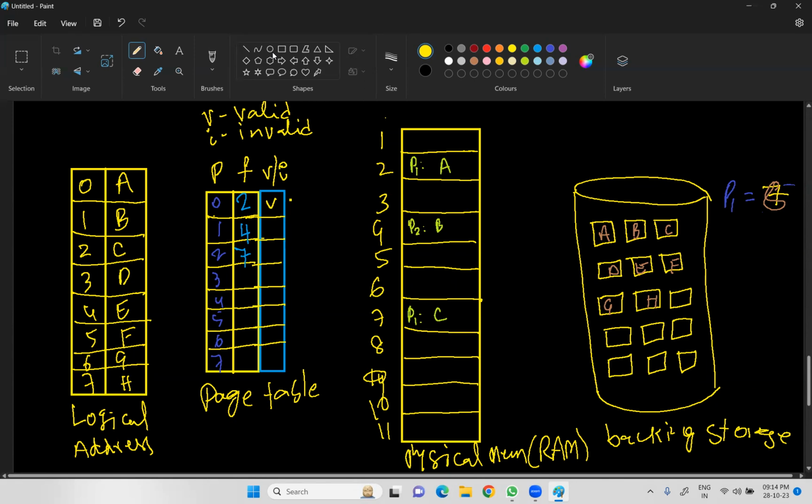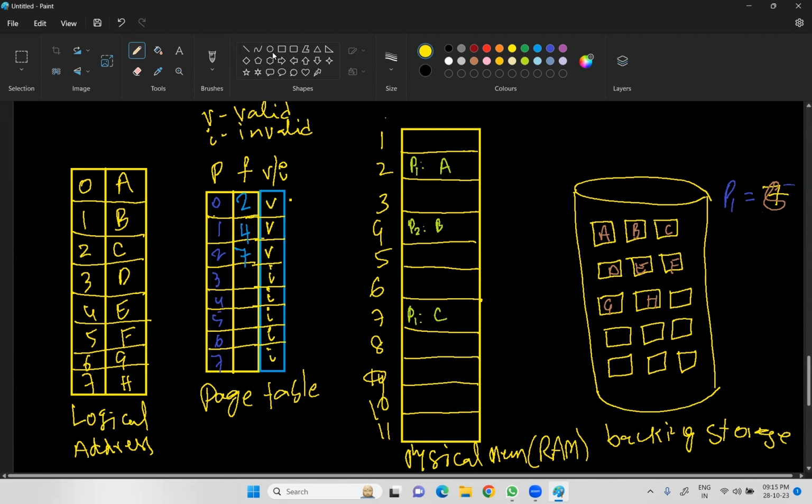Of course, page number 1 is available in frame number 4. It is also set to V. Page number 2 is available at frame number 7, and of course, it is also valid. Then pages 3, 4, 5, 6, 7 do not exist in the main memory. They are in backing storage, not in the main memory. Therefore, all these are set to invalid. I means the page is not available with you, in the sense of physical memory. All these pages are not available.